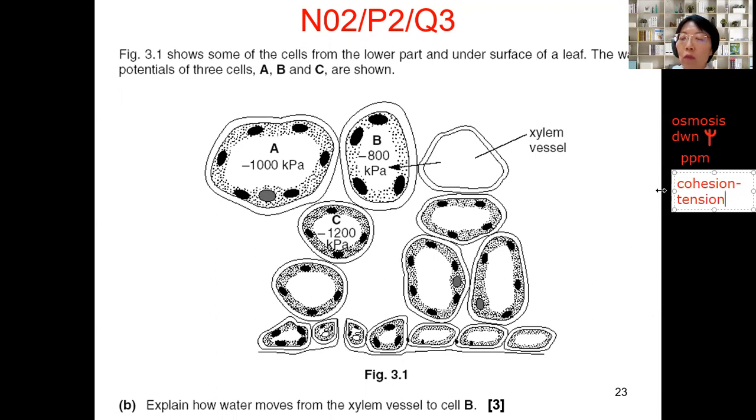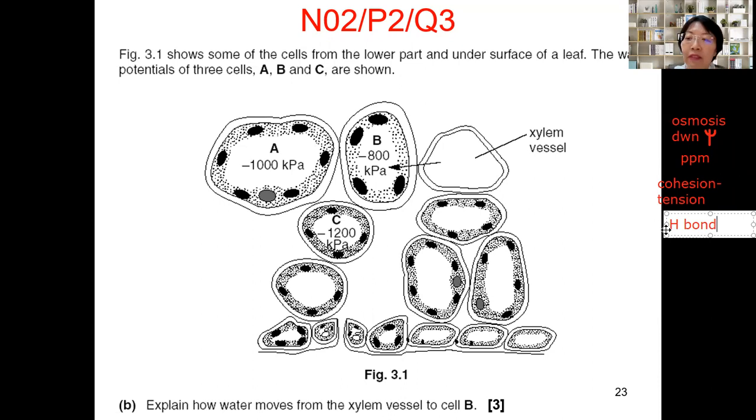So therefore, why the water can move from the xylem vessel into the leaf cell is because of cohesion tension, whereby cohesion is due to the hydrogen bonding, right? Hydrogen bond between the water molecules. So that's cohesion. Tension is because there's evaporation of water from the surface of the mesophyll cell. Right? So I think, can we say apoplast pathway and symplast pathway? So let us check the answer, okay?